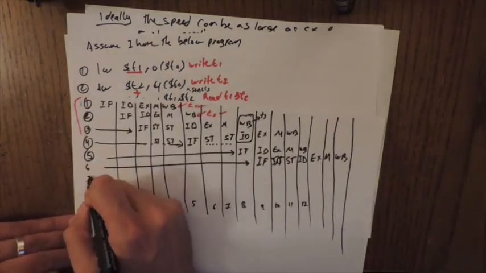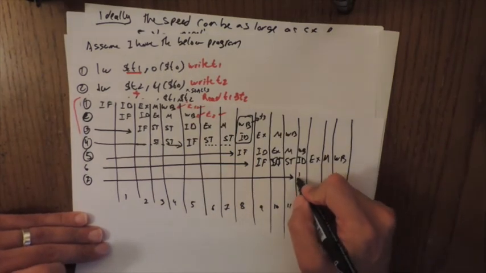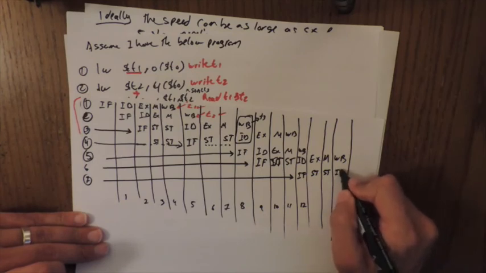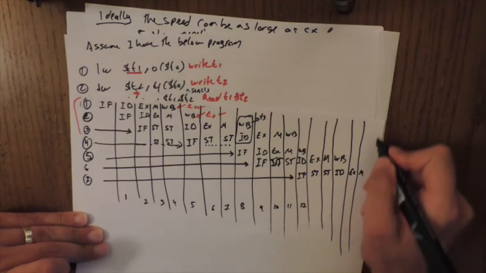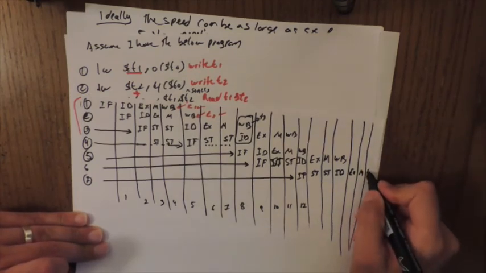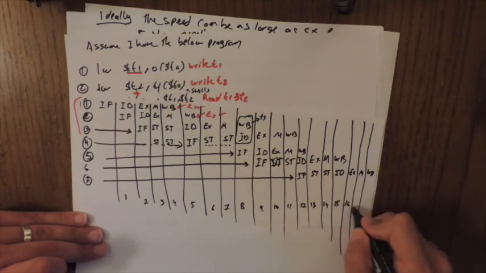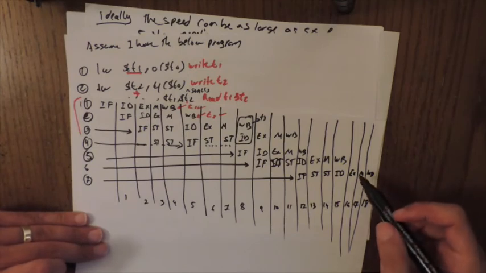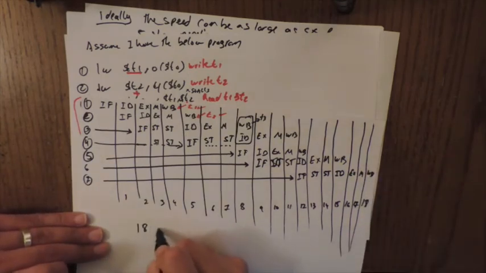So 7 starts here: IF, ID, EX, memory, and write back. So 13, 14, 15, 16, 17, and 18. Okay, so to complete this program, I need 18 cycles.